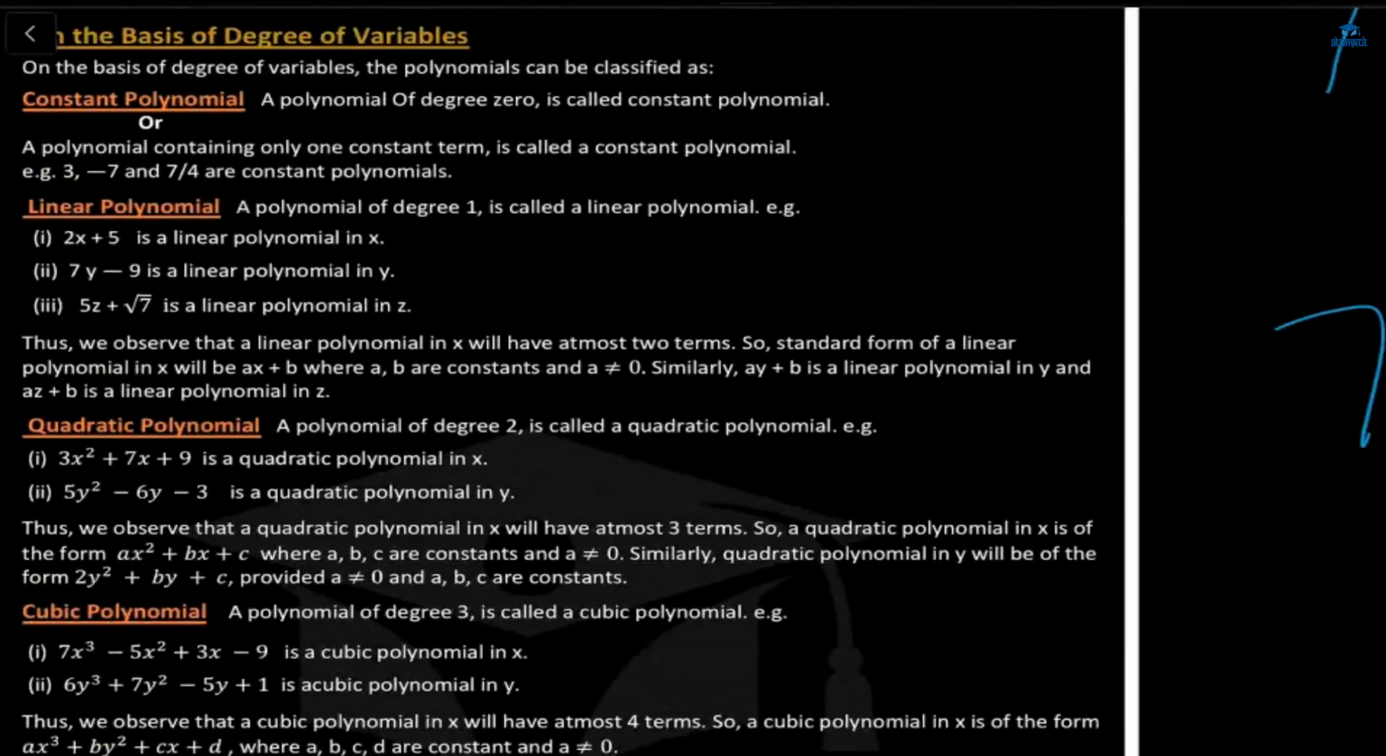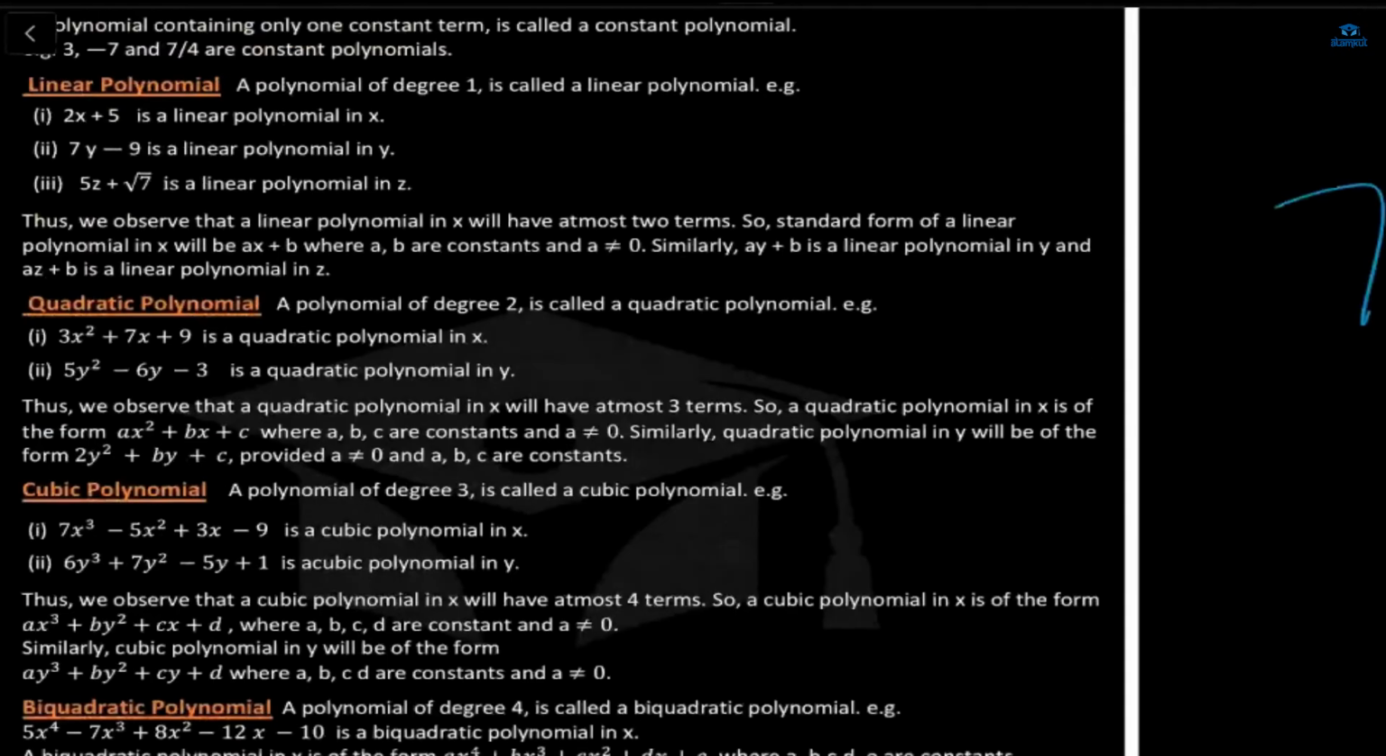Now let's see the second one, that is linear polynomial. What is a linear polynomial? The polynomial of degree 1, where the power of the variable is 1, is called a linear polynomial. Two variables will generally not be there, because then the power will most probably be 2 or 3. Like 2x plus 5, 7y, a single variable. The degree is 1, that means it is a linear polynomial.